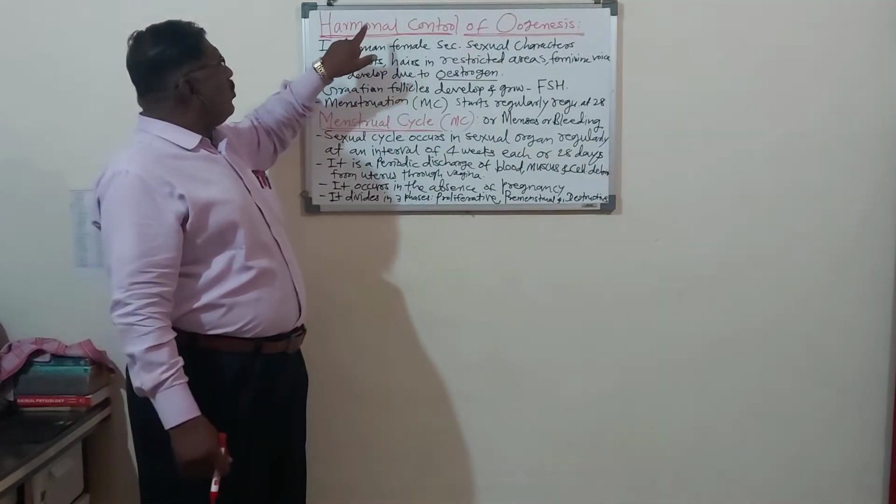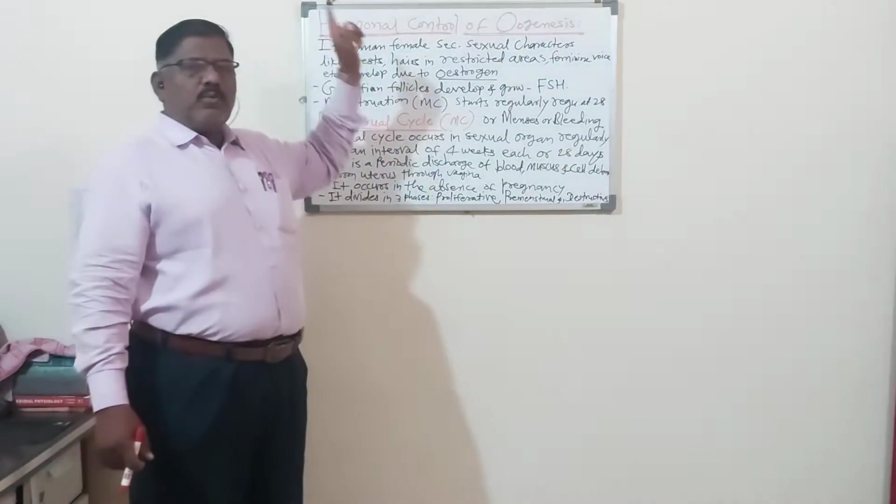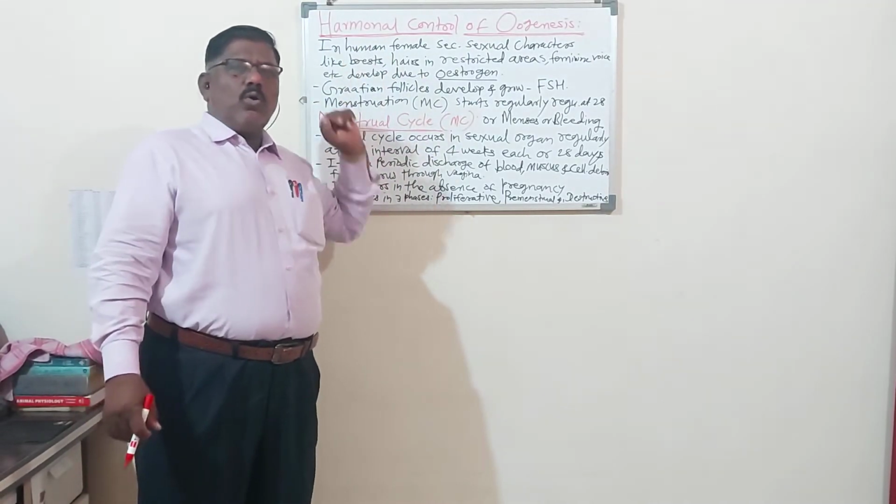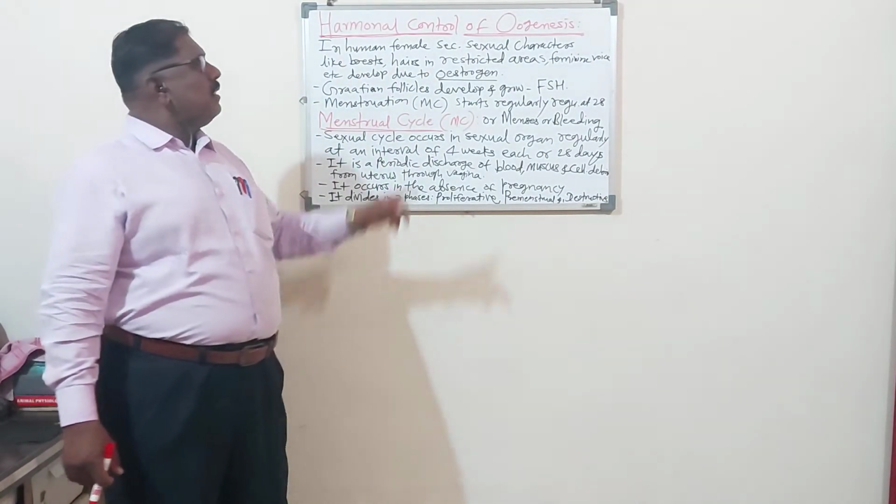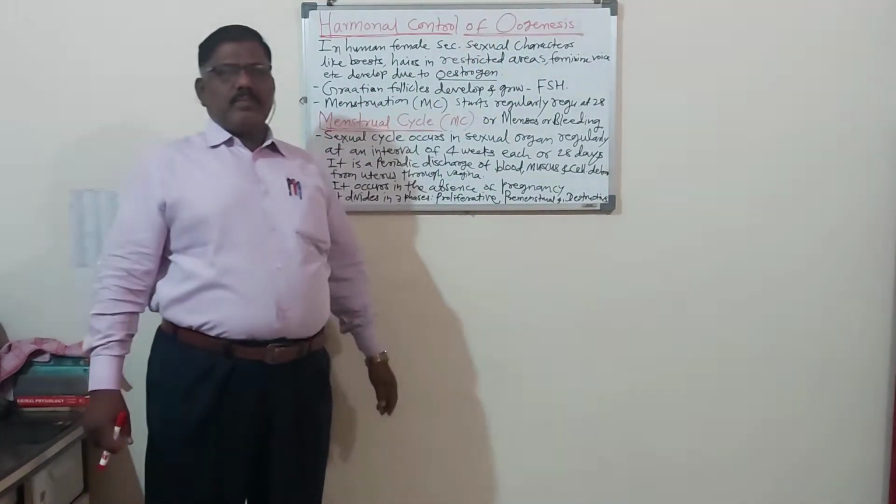Now, here you came to know hormones, you came to know endocrine glands, you came to know enzymes, exocrine glands, and you also know oogenesis.